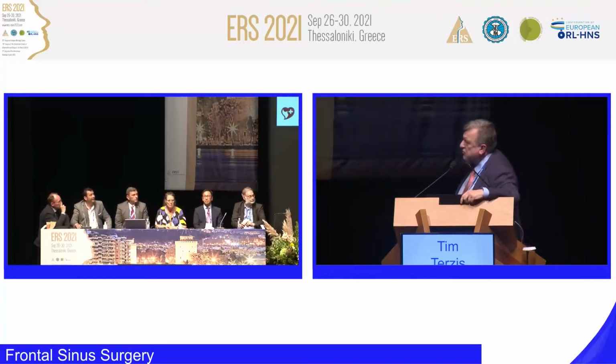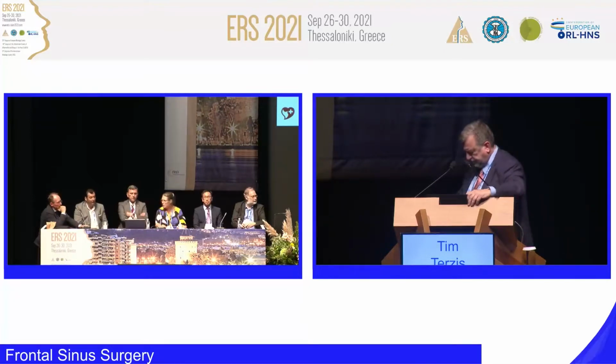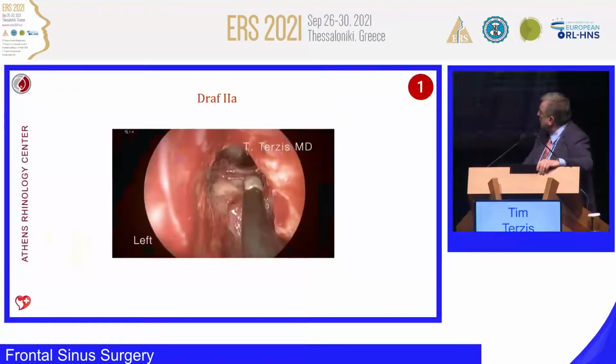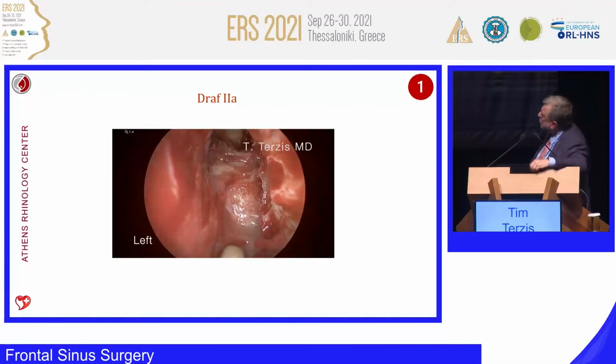Now, because I worked for many years for the Greek Navy, we saw divers of the Navy having headaches frequently after diving. And if we saw this sort of complex anatomy in the frontal recess, plus some mucosal thickening there, we used to operate on them, and the problem was relieved. So in this case, we did a Draf 2A.